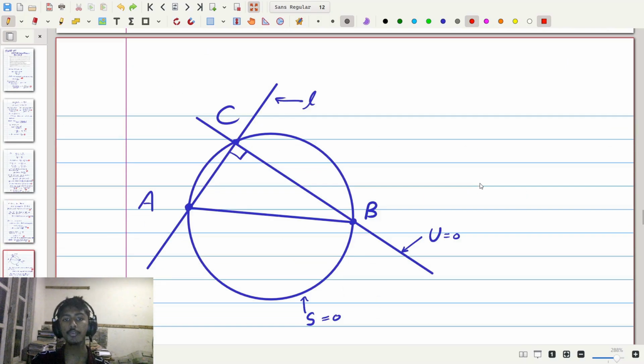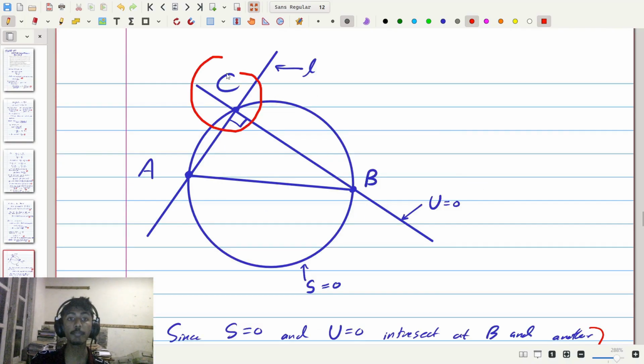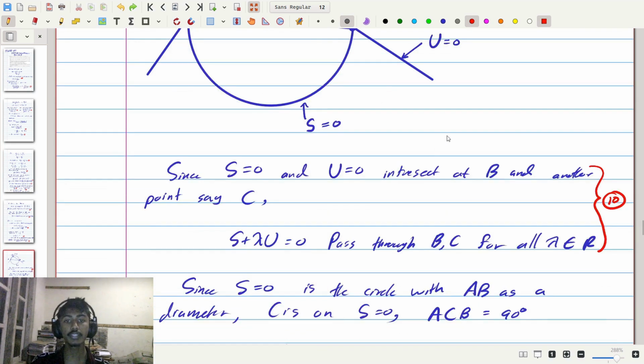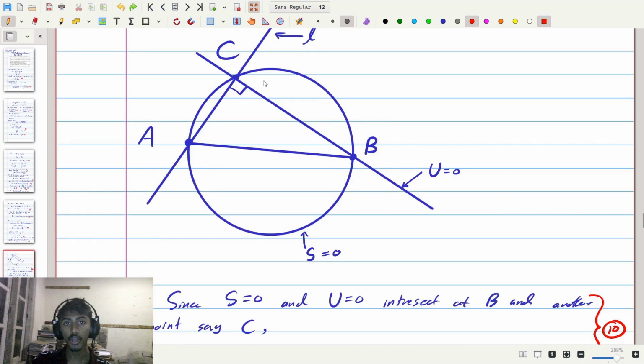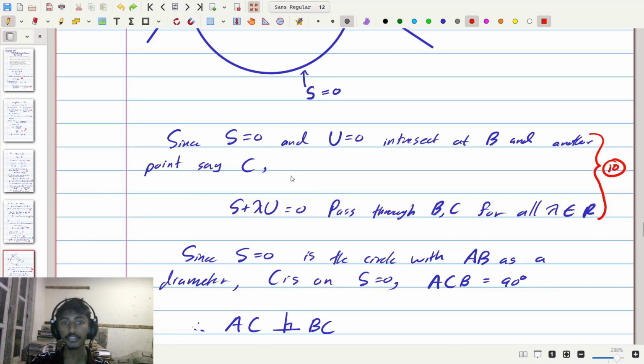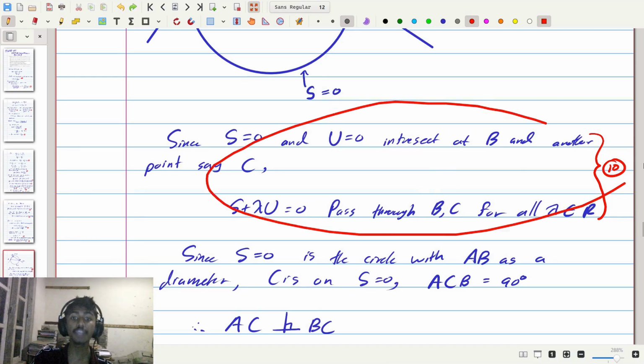So anyway, moving on to the next part, when you try to find the point C, which is the other point other than B that is on every single circle that has the form S plus lambda U equals 0, where lambda is a real number, you get this whole thing. And for this, when you say that the points B and C, the only 2 points that stay on every single one of these circles, are the points that satisfy S equals 0 and U equals 0, or the intersection points of S equals 0 and U equals 0, for saying that, you get a total of 10 marks.